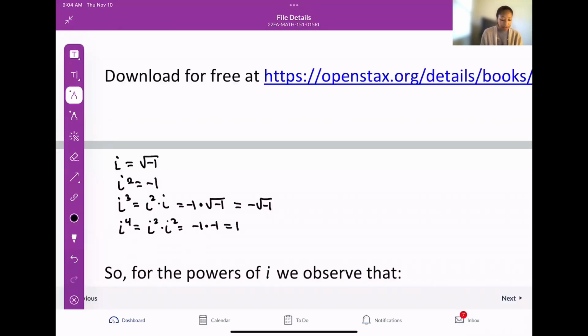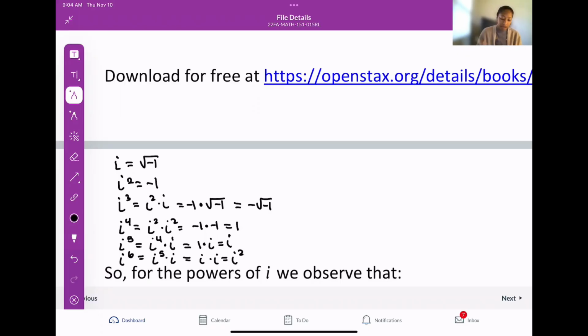Okay, so now we're back at 1. And then if we do i to the 5th power, that's i to the 4th power times i. Well, we just said that i to the 4th power is just positive 1. So what's positive 1 times i? i. So now we're back at i. Okay, and then i to the 6th, well, that's i to the 5th times i. i to the 5th was just i. i times i is i squared. So now we have another i squared.